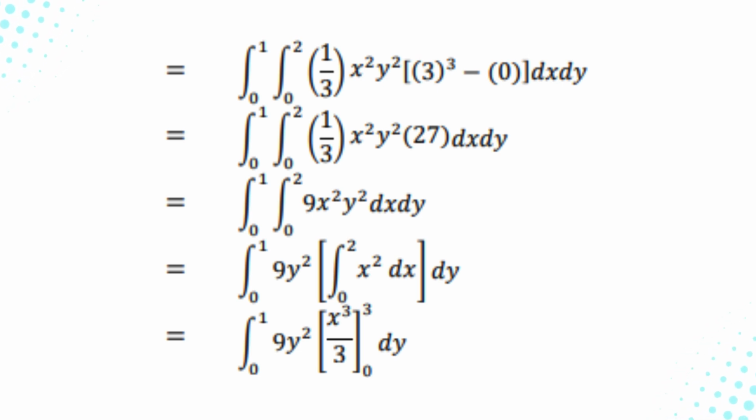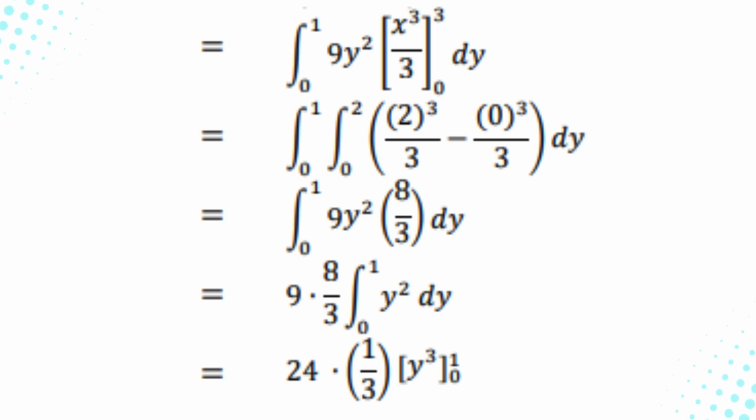Since 9y squared does not depend on x, we factor it out of the inner integral. The integral of x squared is x cubed over 3 evaluated from 0 to 2. The integral from 0 to 1 of 9y squared times x cubed over 3 evaluated from 0 to 2 with respect to y. Substitute the upper and lower limits, 2 cubed over 3 minus 0 cubed over 3. Simplify inside the parentheses, 2 cubed is 8, so the expression becomes 8 over 3.